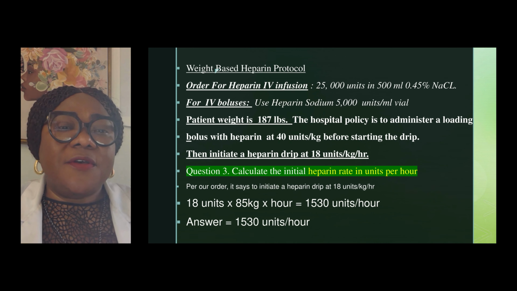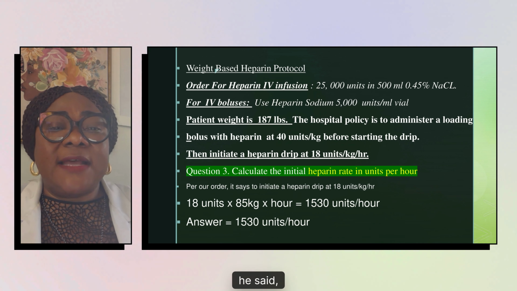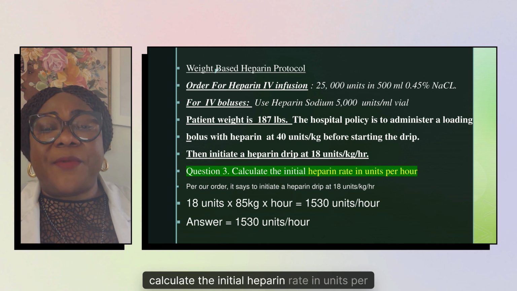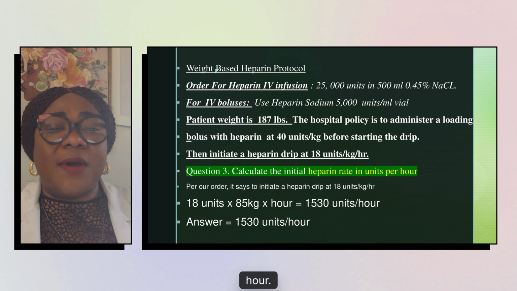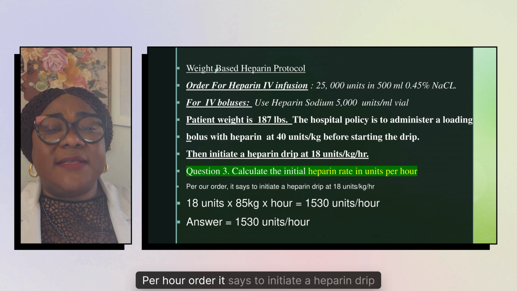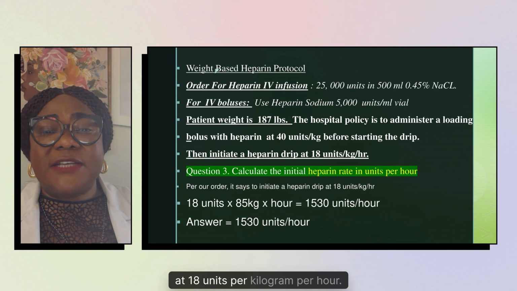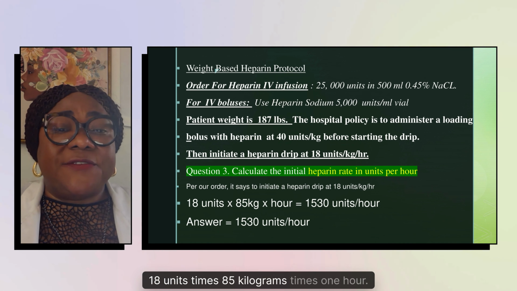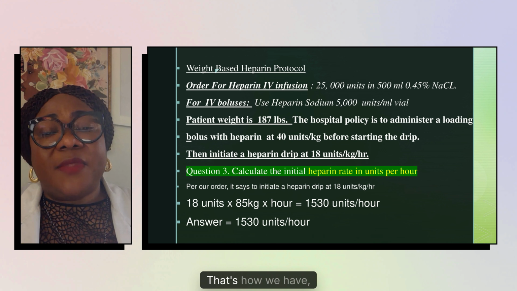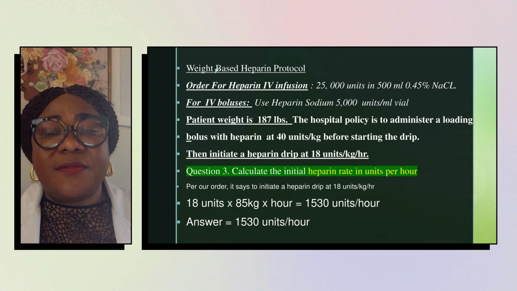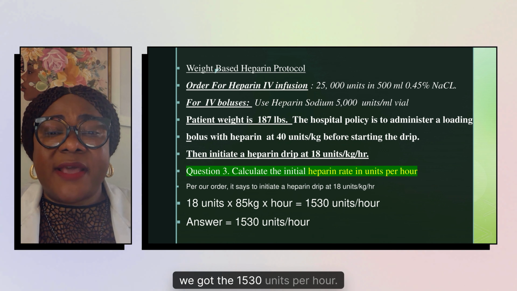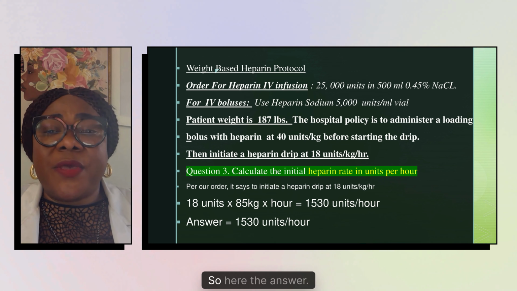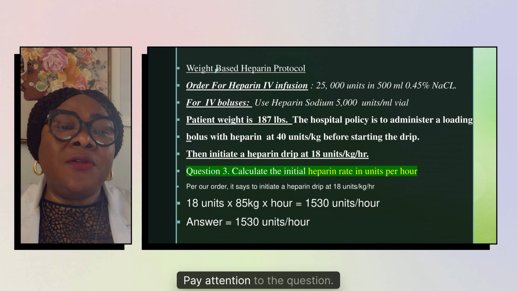0.68 ml. For question number 3, it said calculate the initial heparin rate in units per hour. Per our order, it says to initiate a heparin drip at 18 units per kg per hour. 18 units times 85 kg times 1 hour, that's how we got the 1,530 units per hour.